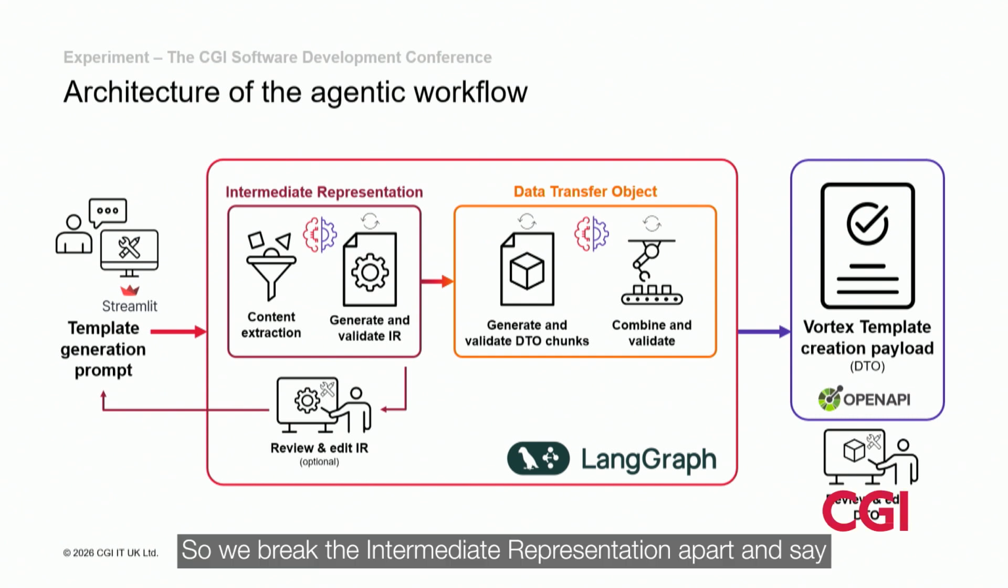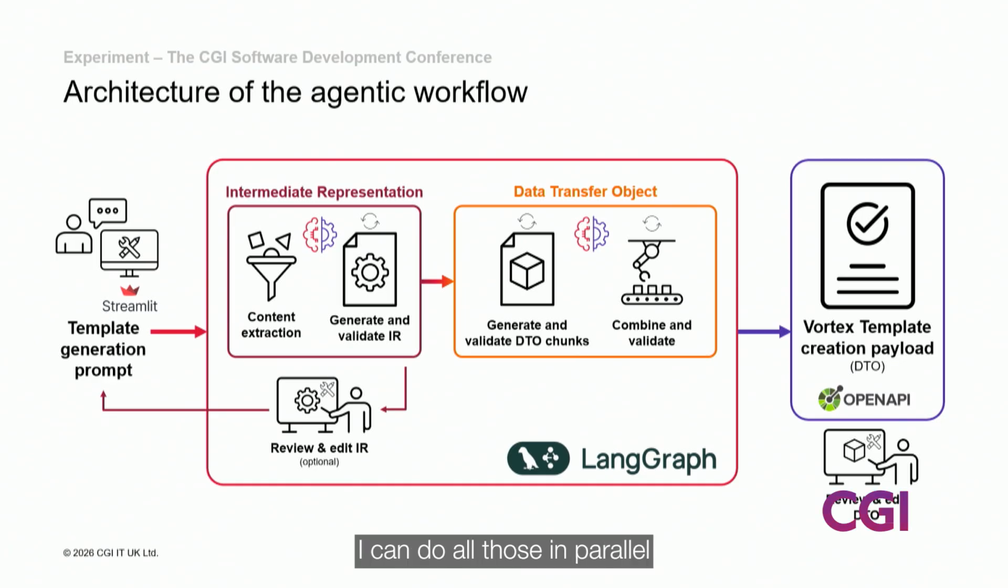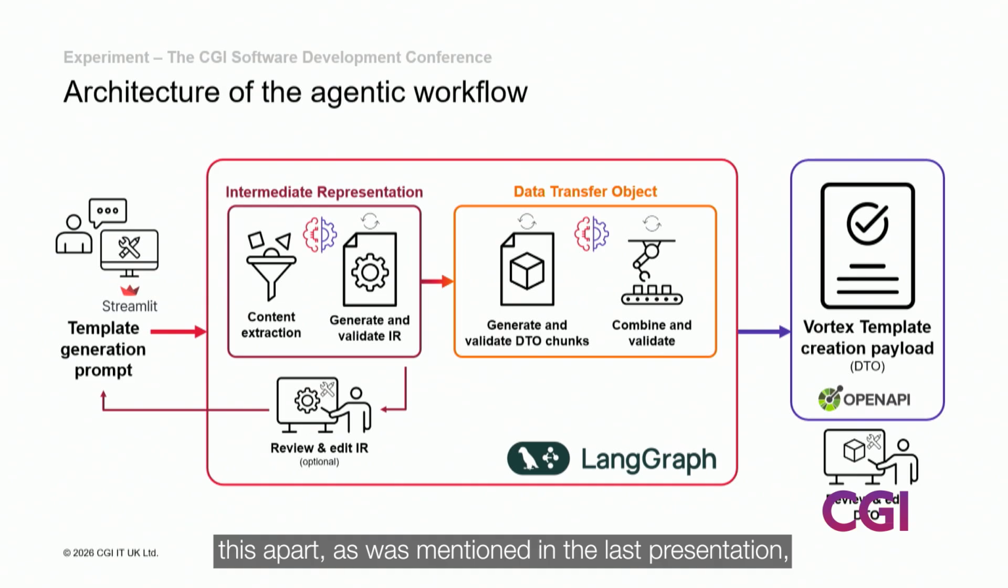So we break the intermediate representation apart and say, I need to produce chunks of my output, my DTO. I can do all those in parallel, or I can do some sequentially. And then we join them all up at the end. We've broken this apart, as was mentioned in the last presentation. You break it apart into small pieces, and the tools get a lot better at it.